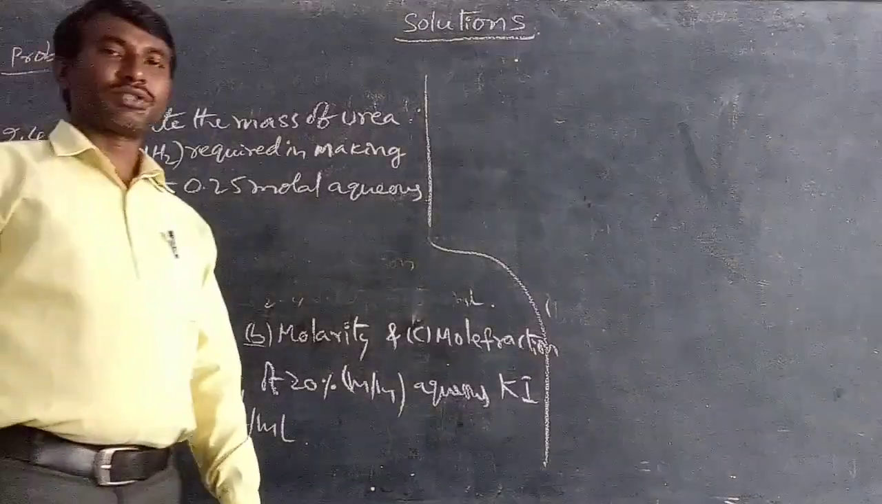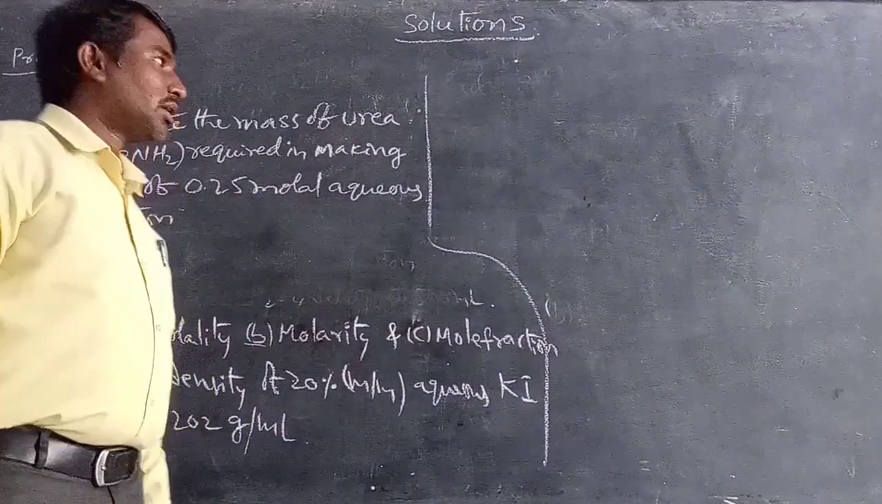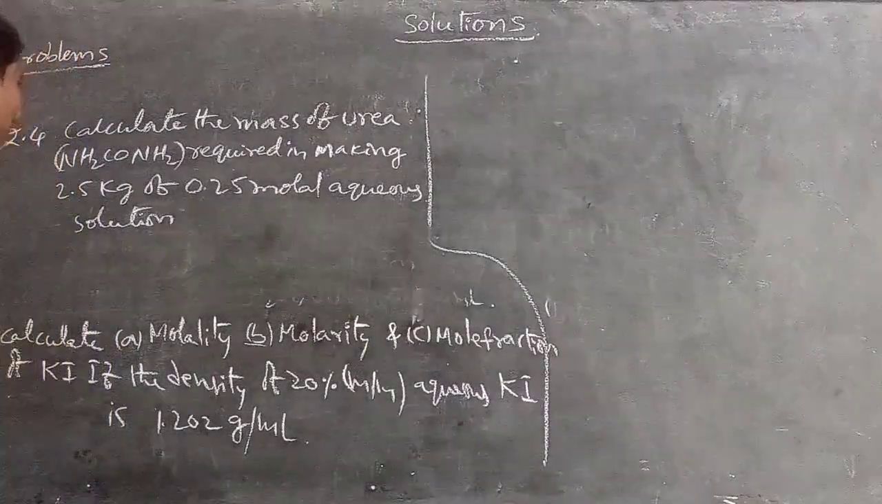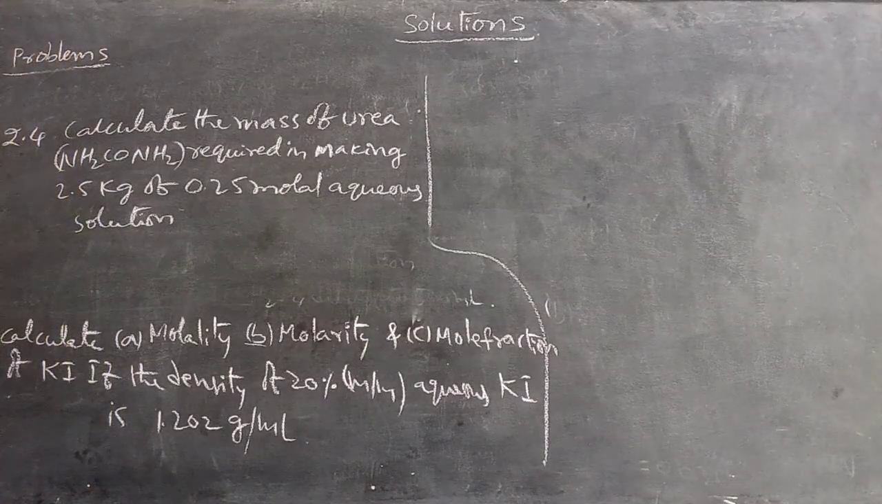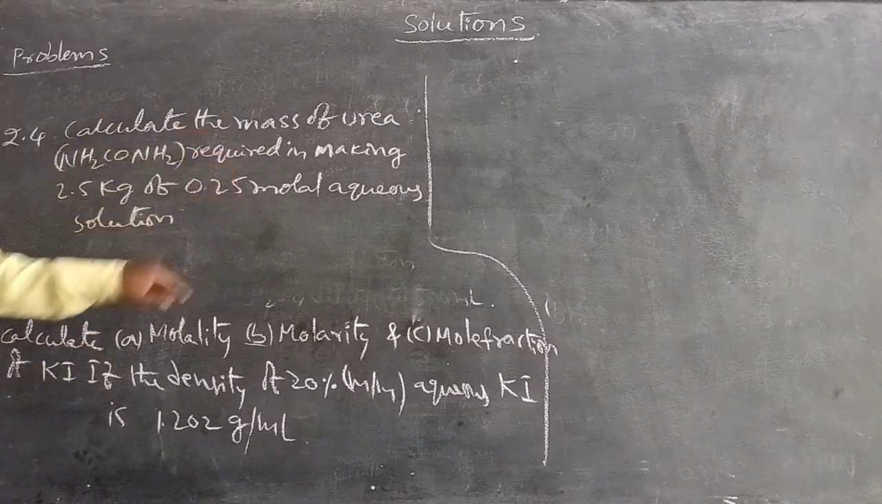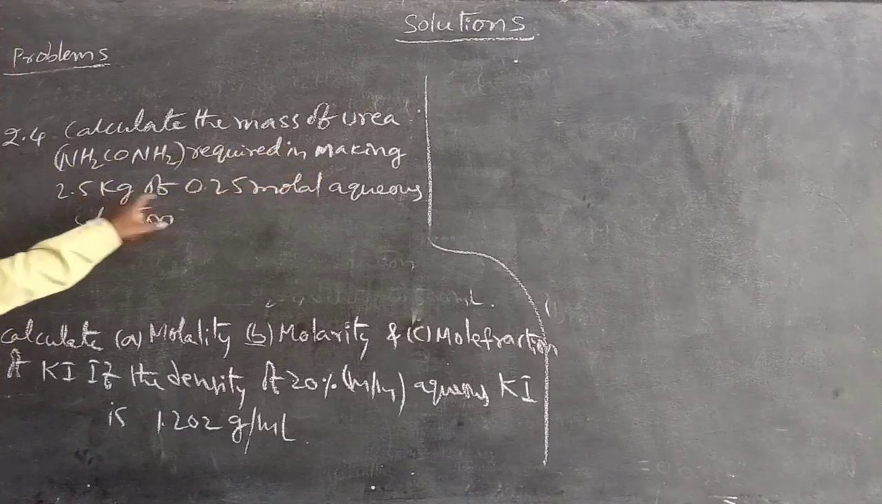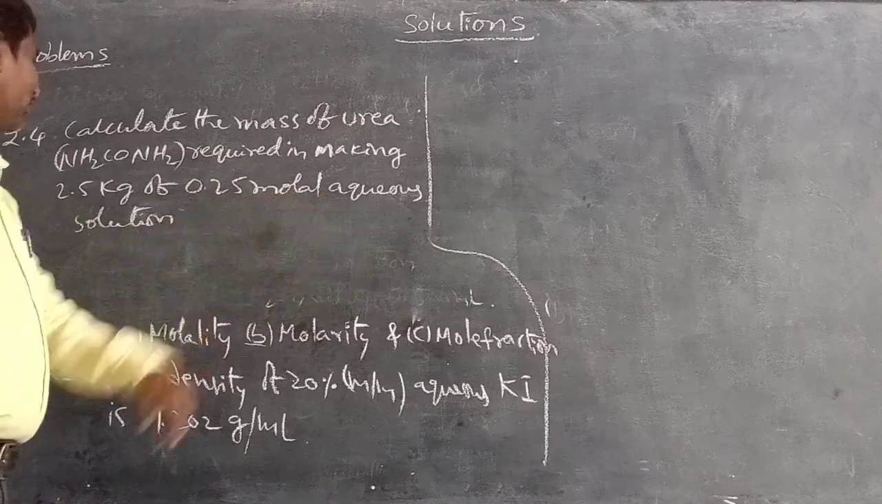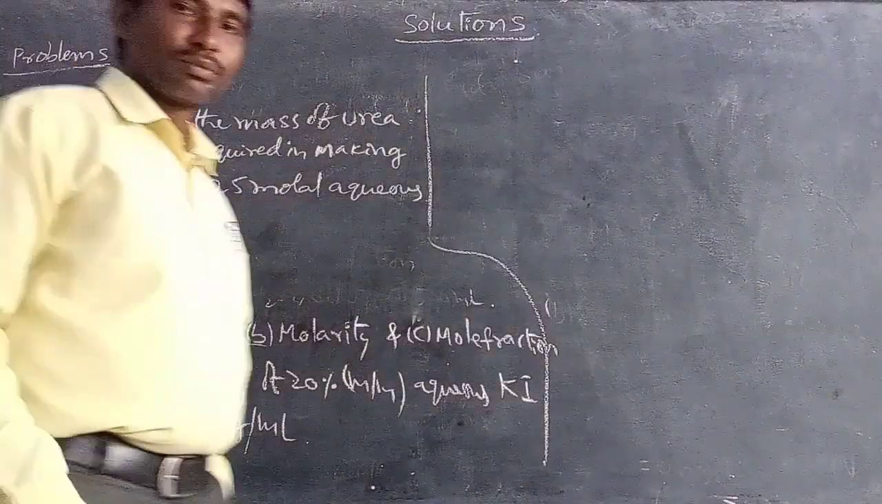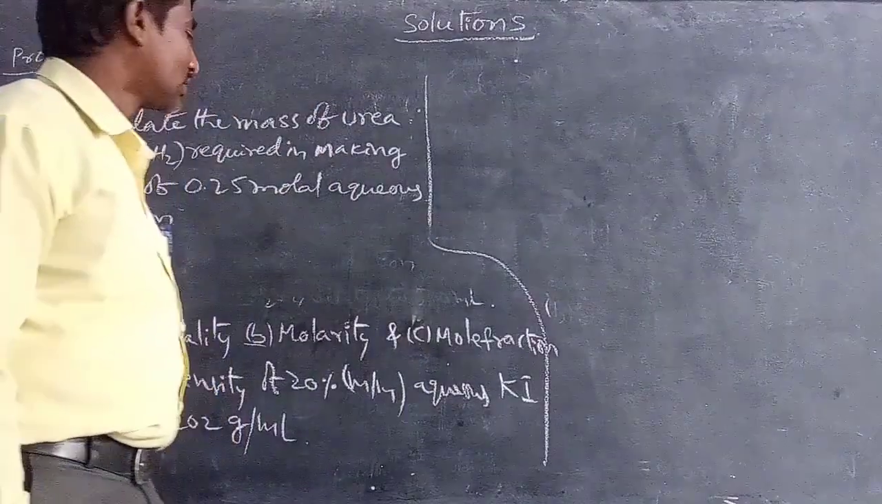Good morning students. In this video we are discussing the in-text problems 2.4 and 2.5. First one: calculate the mass of urea required in making 2.5 kg of 0.25 molar aqueous solution.